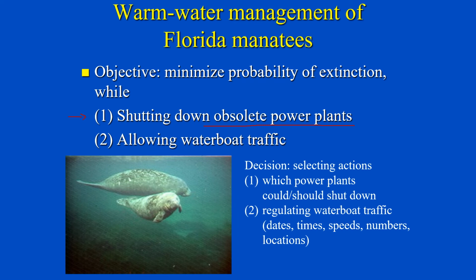And secondly, we know that waterboat traffic is a large source of mortality to manatees. You've probably seen the pictures of propeller scars across their backs and so on. So the decision here involves deciding which power plants to shut down. Obviously, you want to use the ones that have the least impact on the population, and then regulating waterboat traffic.